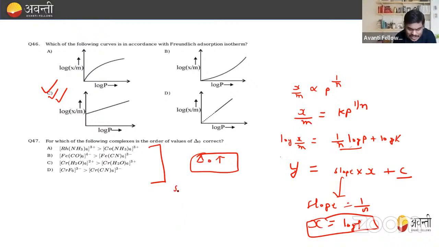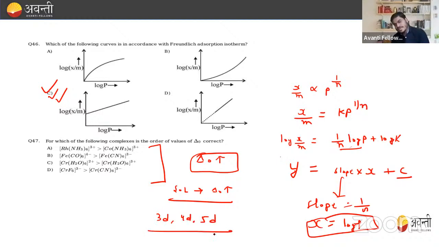We know that a strong ligand causes more splitting. Now, one more important factor is the configuration, whether it is 3d, 4d or 5d. If the element is in 5d, then this will cause more splitting, and delta O also increases. So this is another important factor which also decides whether the splitting is more or less.